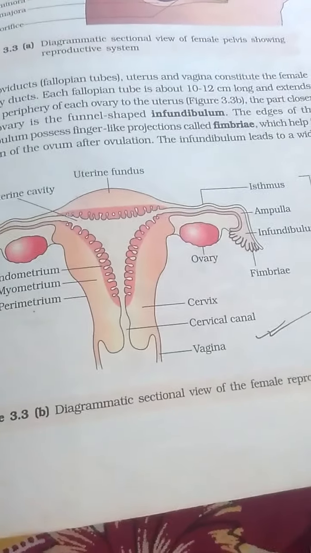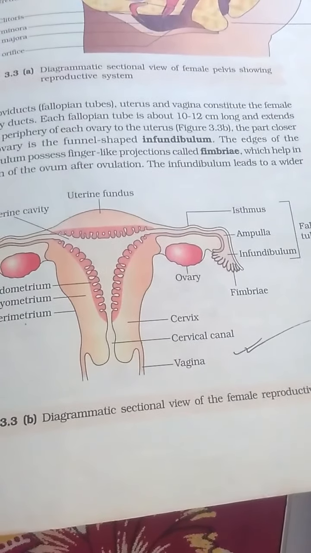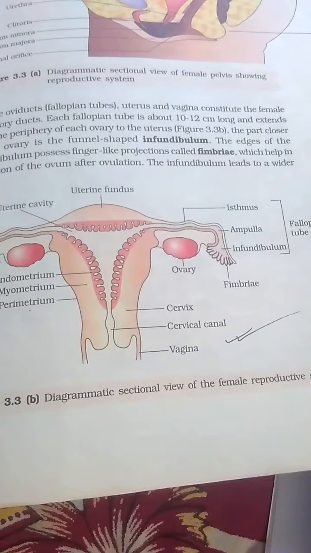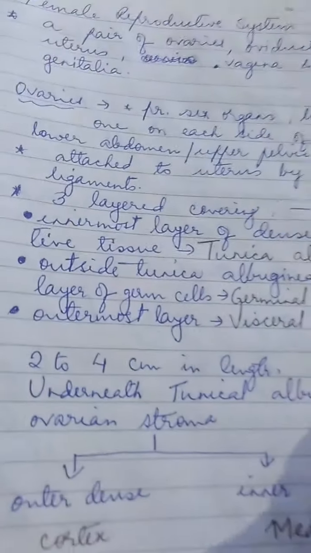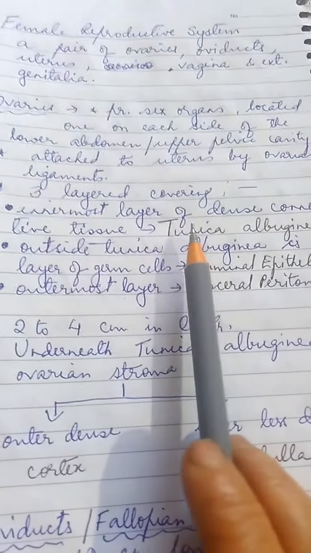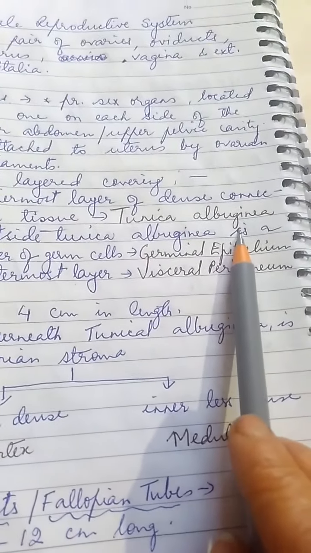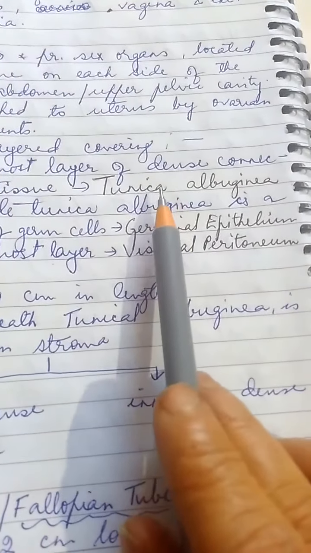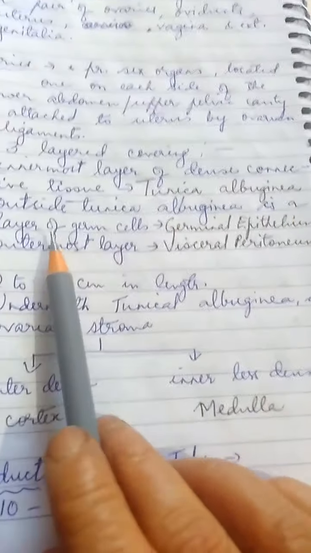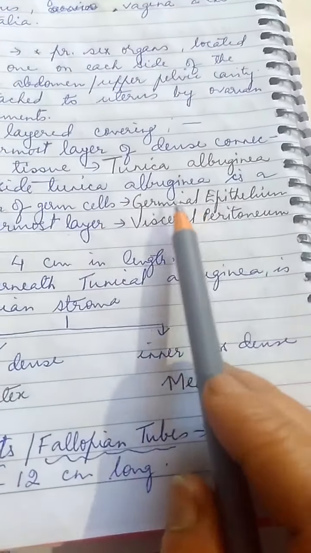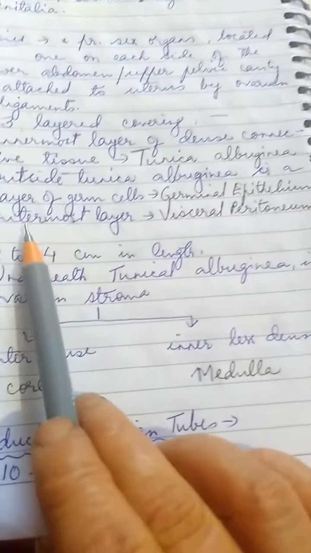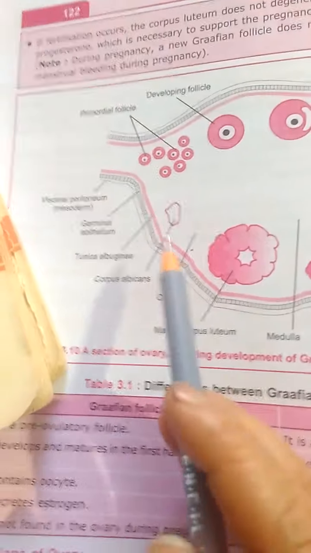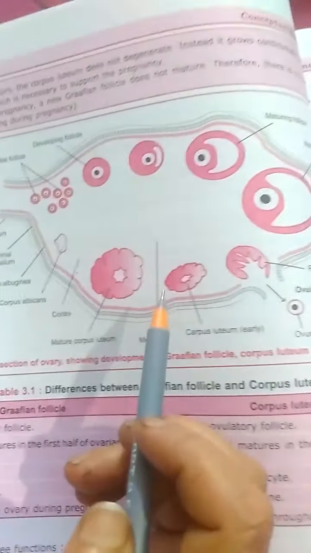The ovary has a 3 layered covering. The innermost layer of dense covering is tunica albuginea, right? The ovary has 3 layers. Innermost, tunica albuginea. The middle layer of germ cells called germinal epithelium, and the outermost layer visceral peritoneum. So all those 3 layers could be seen very clearly in this diagram, right?